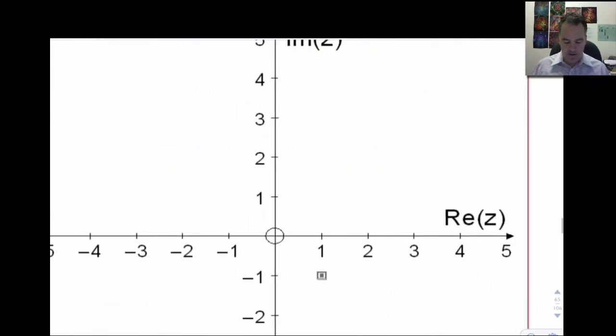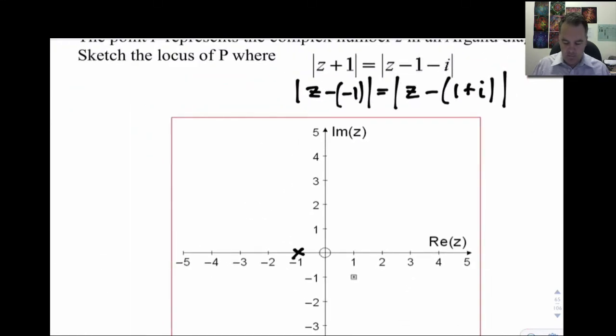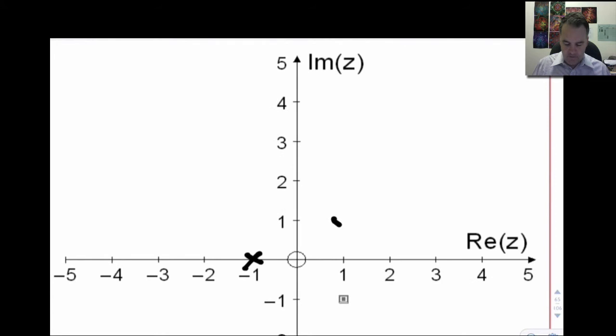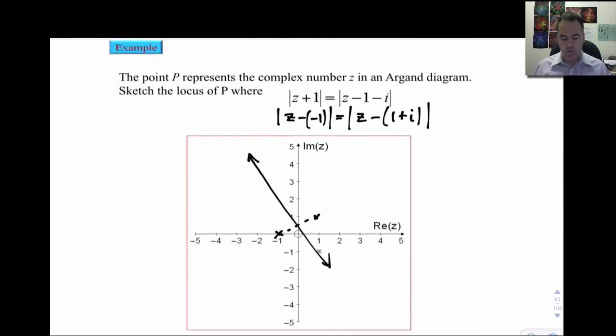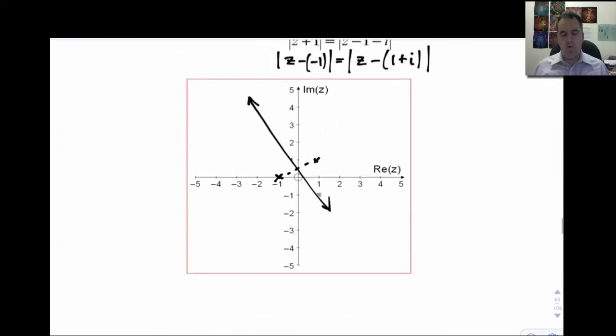So we've got the points here. Negative 1 is one of the points. The other point here is 1 plus i. And we're looking for all of the points on the perpendicular bisector. In the exam, you're going to bring a ruler, so you could do this a little bit more accurately, but that would be a sketch of what the locus would be. Now, what if we wanted to know what the equation is? Let's go a step further and actually work out what the equation of that locus would be.